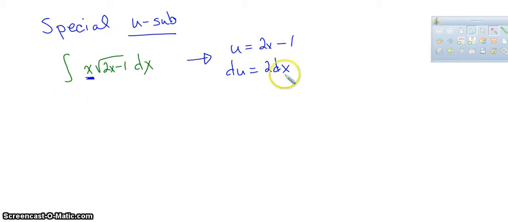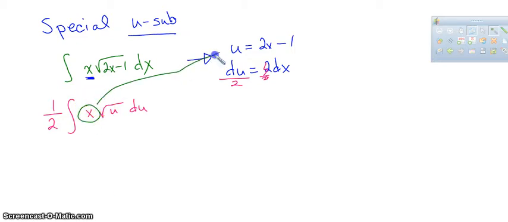So here's what I want you to do. First of all, we are going to have to divide this by 2. So I'm going to rewrite this as 1/2, this is x, and this is the square root of u. This is now du. The problem is I'm converting my function in terms of u, but I still have an x. So what you have to do, the special u substitution, is change this x in terms of u using your original u substitution.